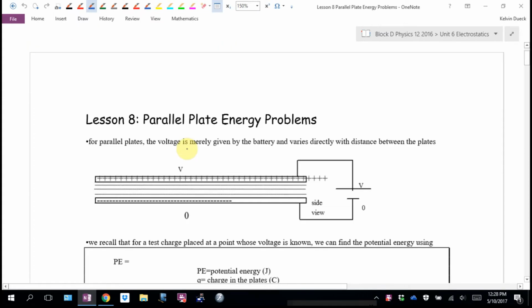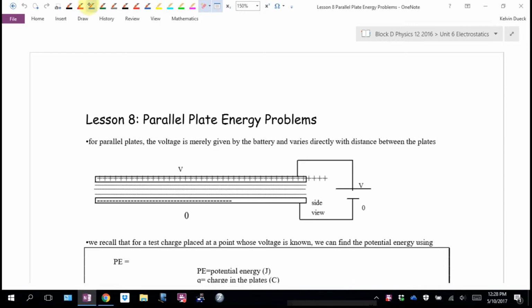So, parallel plate energy problems. First of all, a little bit of review. We said for parallel plates, first of all, the voltage is given by the battery. Next unit, when we look at circuitry, we'll actually calculate how you can figure out what the voltage is. But for now, I'll give you the voltage in the diagram somewhere, typically.